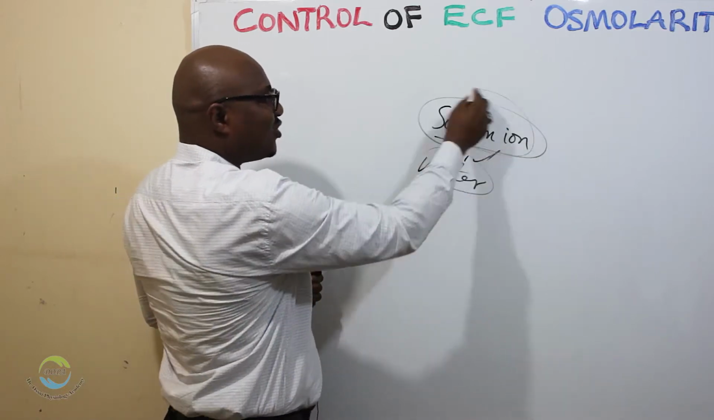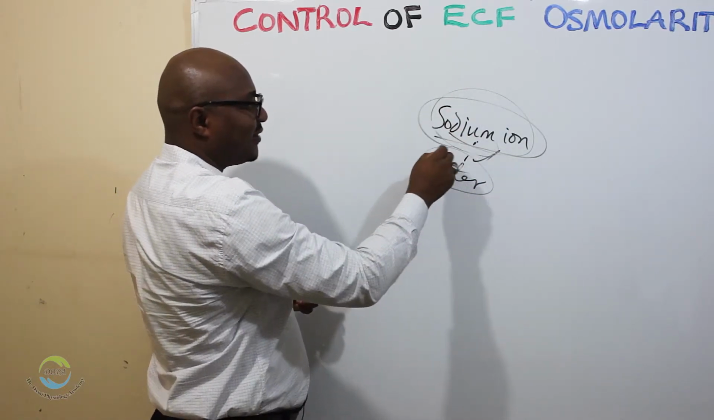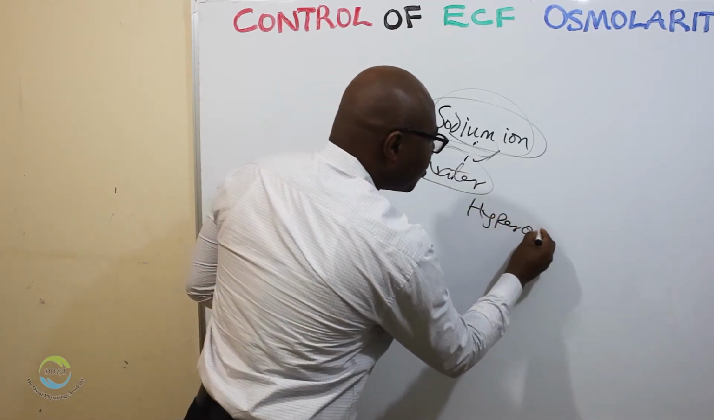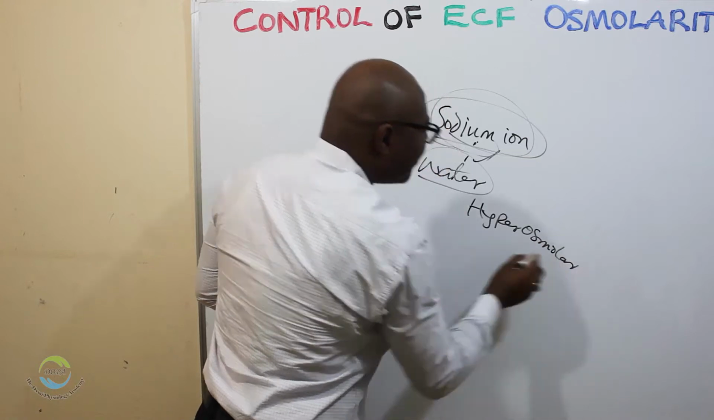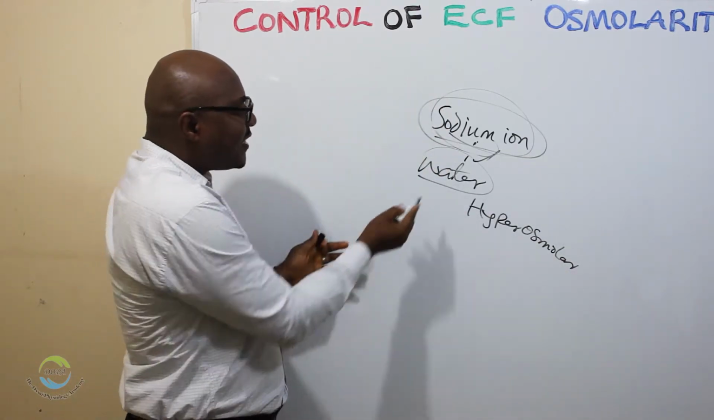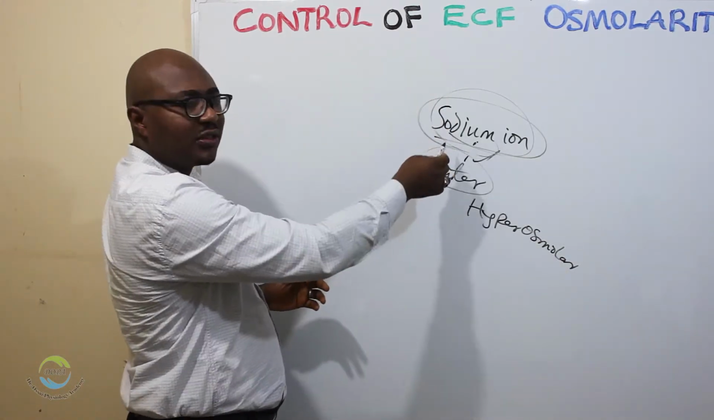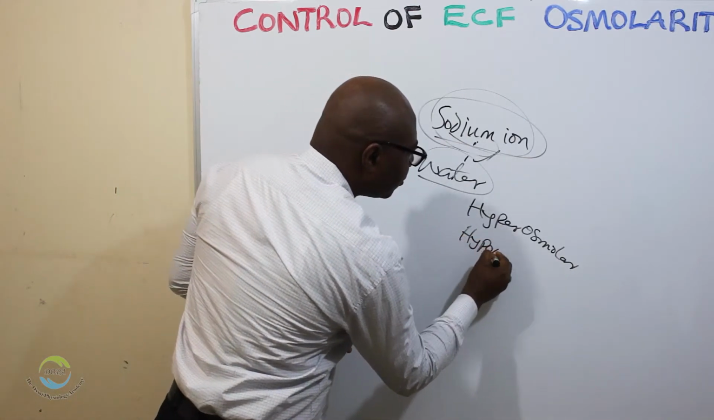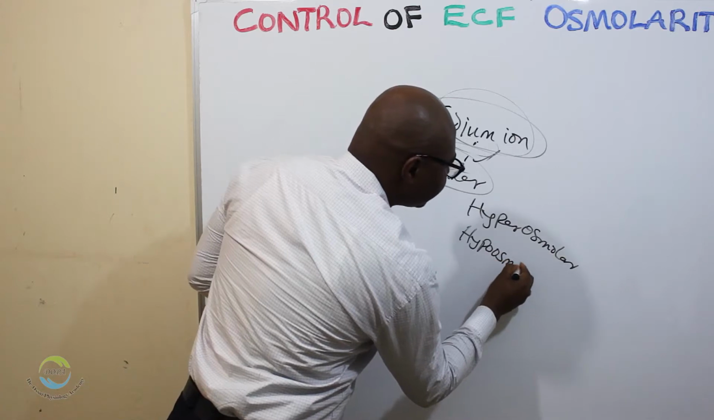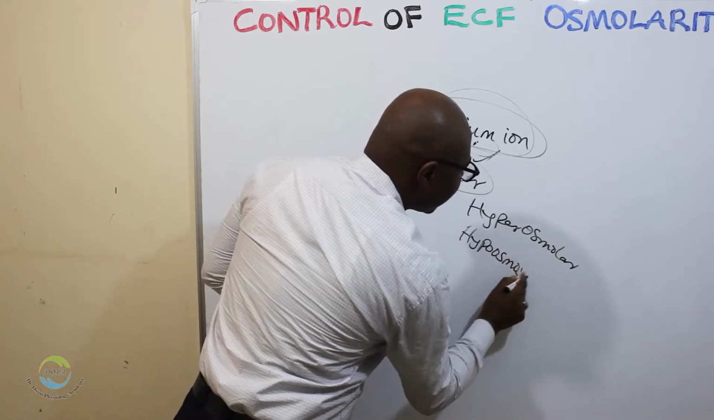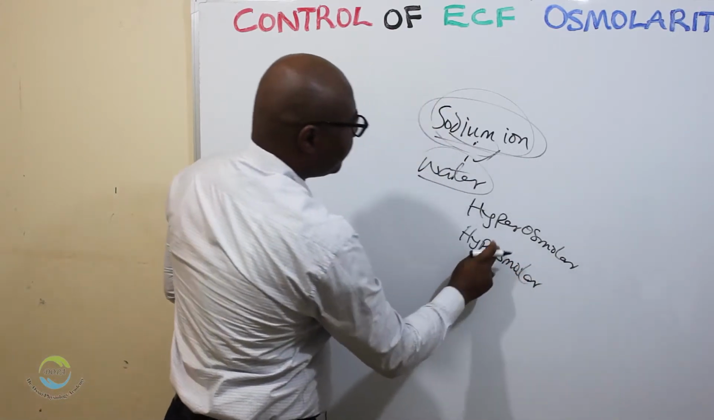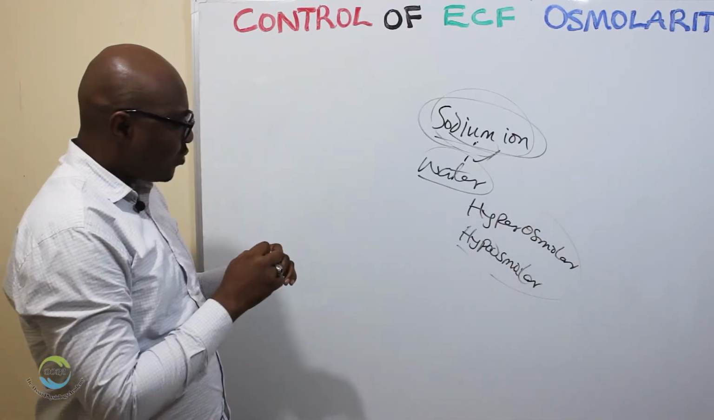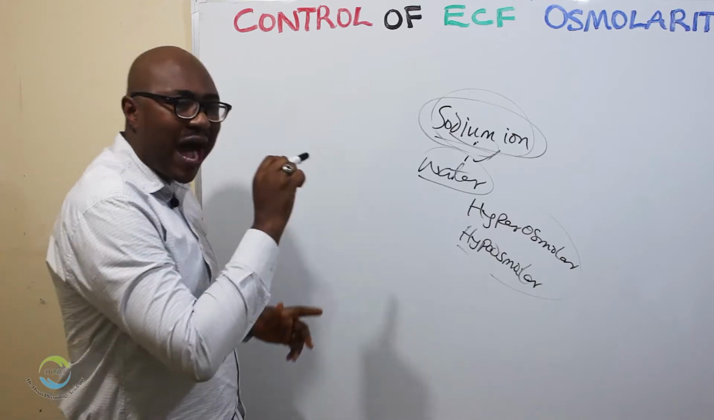If this one is too high, it becomes hyperosmolar. That means it's now too concentrated. If this one is too much as against this, it becomes hypoosmolar. Hypoosmolar, okay? So that is it. So now we ask ourselves why.